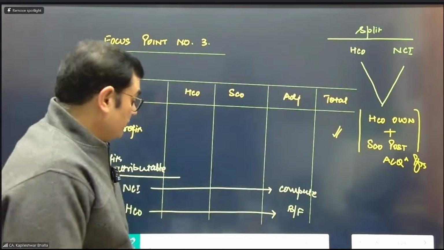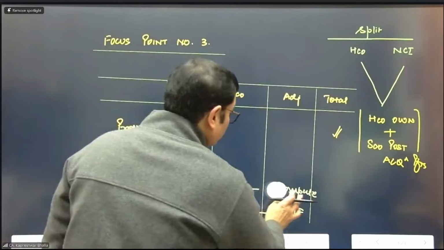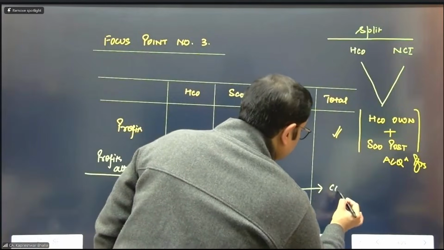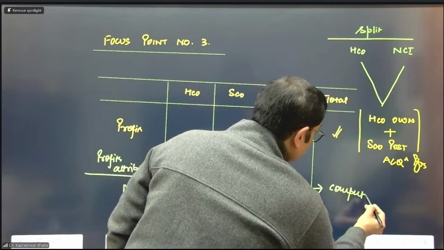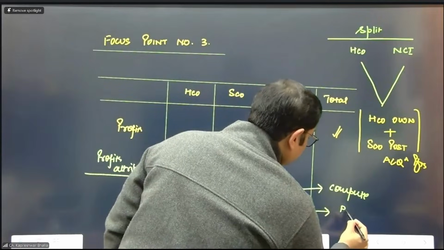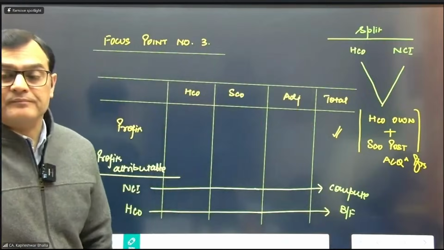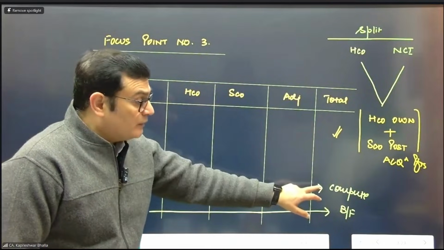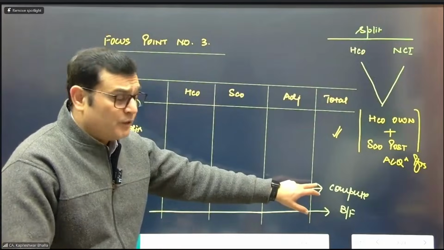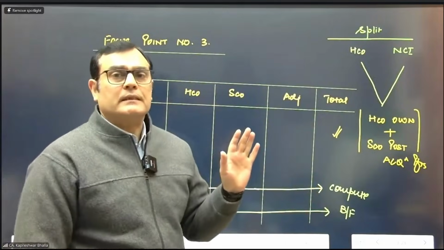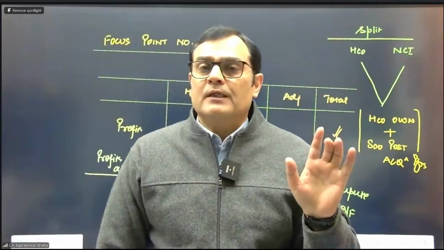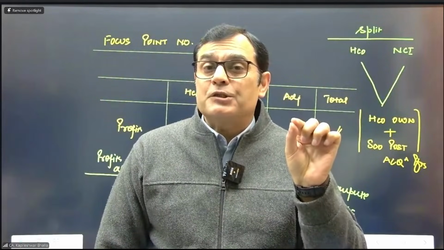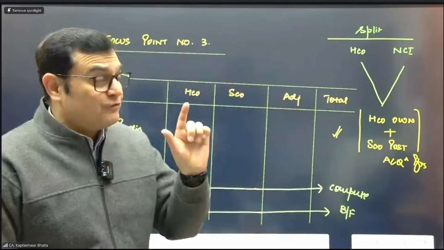So I need to put it out here, at least it creates less confusion. Let me stretch the arrow. As far as the NCI is concerned, I'll compute this figure. And as far as the parent is concerned, I'll take it as a balancing figure. So let's say if this figure is appearing at 2 lakhs, I will calculate the NCI. Let's say it comes to 40,000. The balancing 160,000 belongs to the parent company. So we will have to compute what is the share of the NCI in this particular profit. Now, that is my third focus.